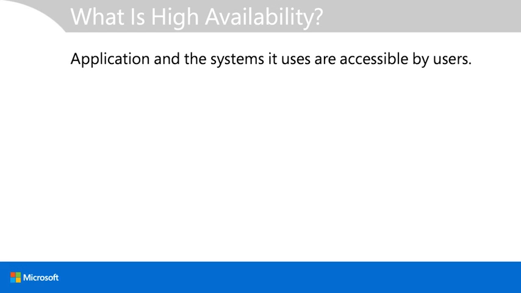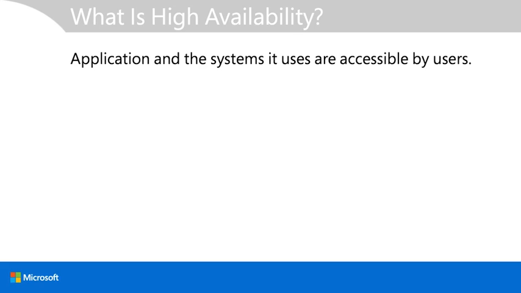In just about every conversation about computing systems, someone's going to bring up the term high availability. But what exactly does the term high availability mean? Well, to understand high availability, we first have to define availability itself. When we say that an application is available, we simply mean that the application and the systems that it uses are accessible by users. That's it.